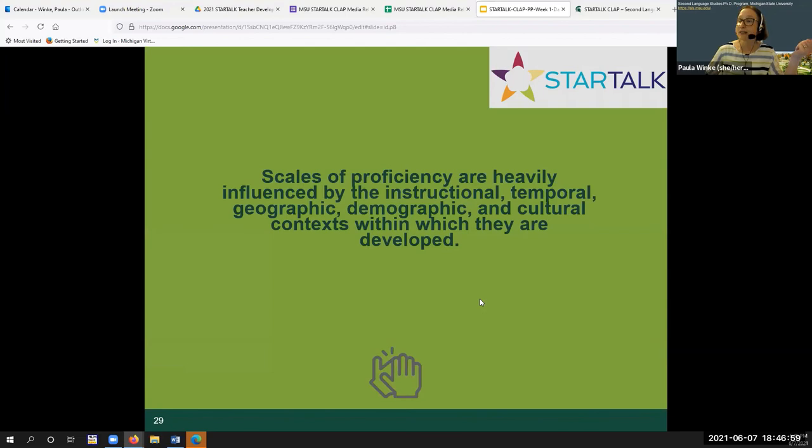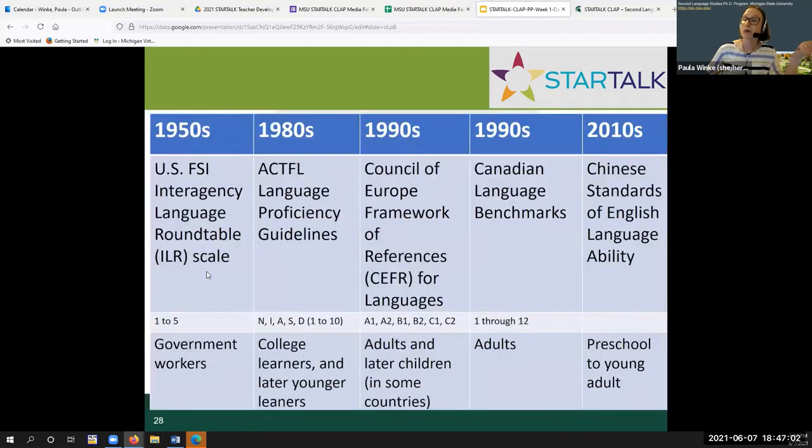So we have these different scales: the 1950s Foreign Service Institute ILR scale, the 1980s brought us ACTFL, and in the 1990s in Europe, we've got the Council of Europe Framework of Reference for Languages, but we also have more. There's the Canadian Language Benchmarks for adults learning French or English in Canada. China now has the Chinese Standards of English Language Ability for preschool to young adult to map onto their English programs K through 16. And we even have another scale here in the United States. If any of you are familiar with English language teachers in your public schools, they're using the WIDA standards, a scale of 1 to 6 for children learning English in the United States.